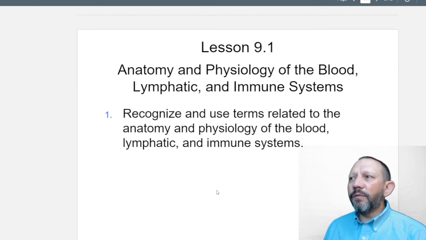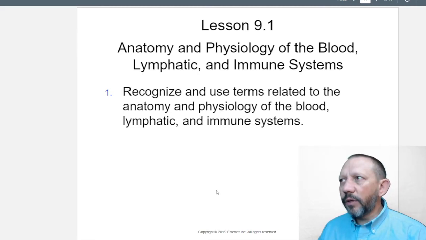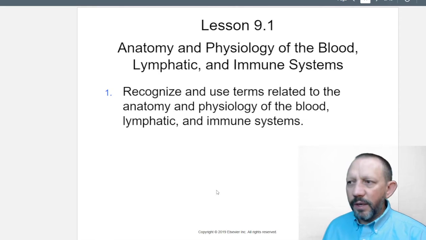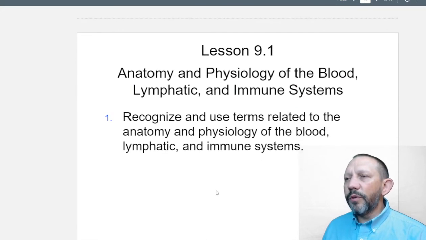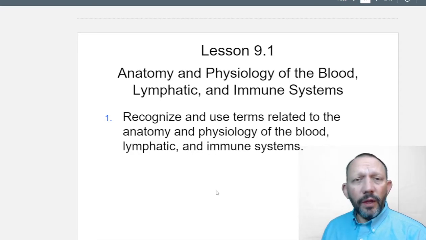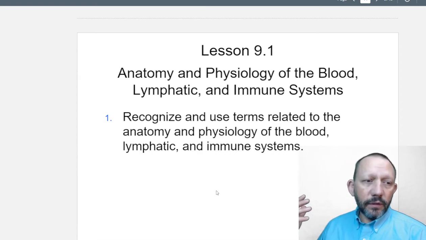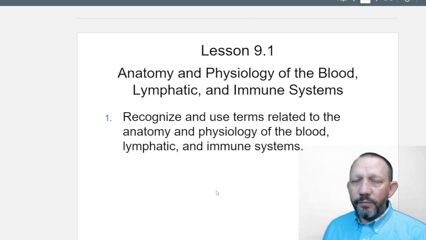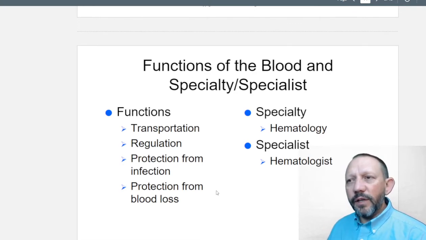Lesson 9.1, this is Anatomy and Physiology of the Blood, Lymphatic, and Immune Systems. We're on slide 14. This is page 3, which you'll see come up above my head, right there. As we go through this, you can follow along in your own stuff if you want to, or take notes, whichever. The idea here is to recognize and use the terms related to the anatomy and physiology of the blood, lymphatic, and immune systems. So it's kind of like the main basic entryways to all of this. We have 42 slides to go through here. We're already at about 15, so that's pretty good.